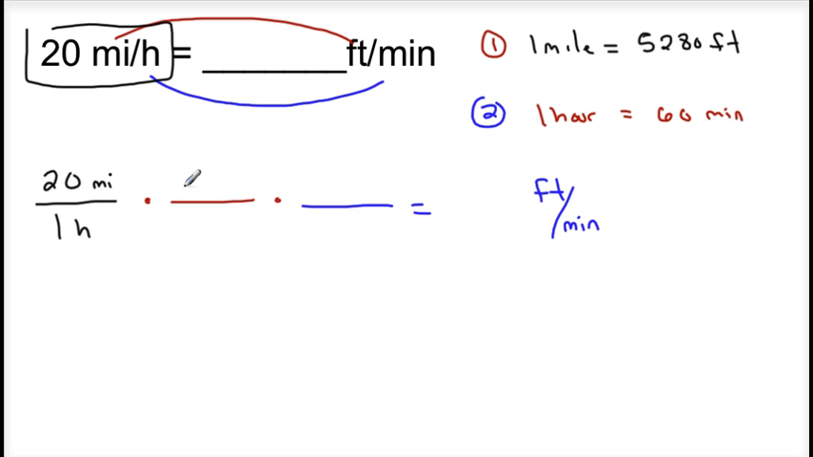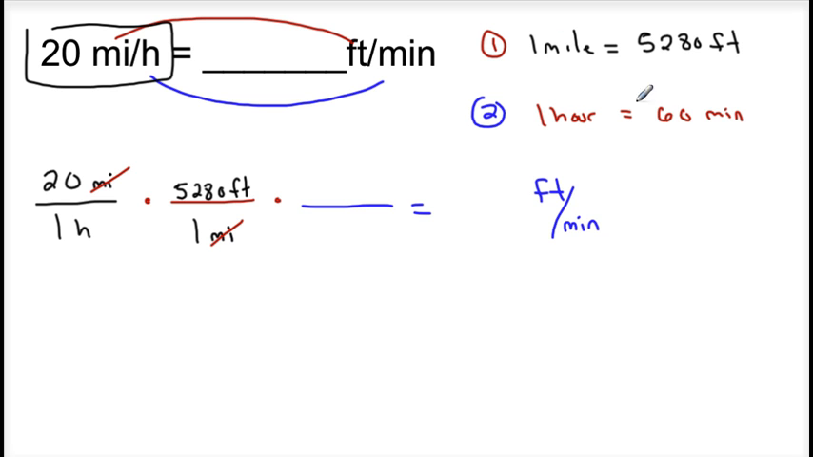My first fraction, if I want to simplify my miles, what should be the first fraction that I multiply by? 1 mile over 5,280 feet, or 5,280 feet over 1 mile? Yes. 5,280 feet over 1 mile. Now my units will simplify. My miles and my miles simplify here. There's no miles in my final answer, so I wanted it to simplify.